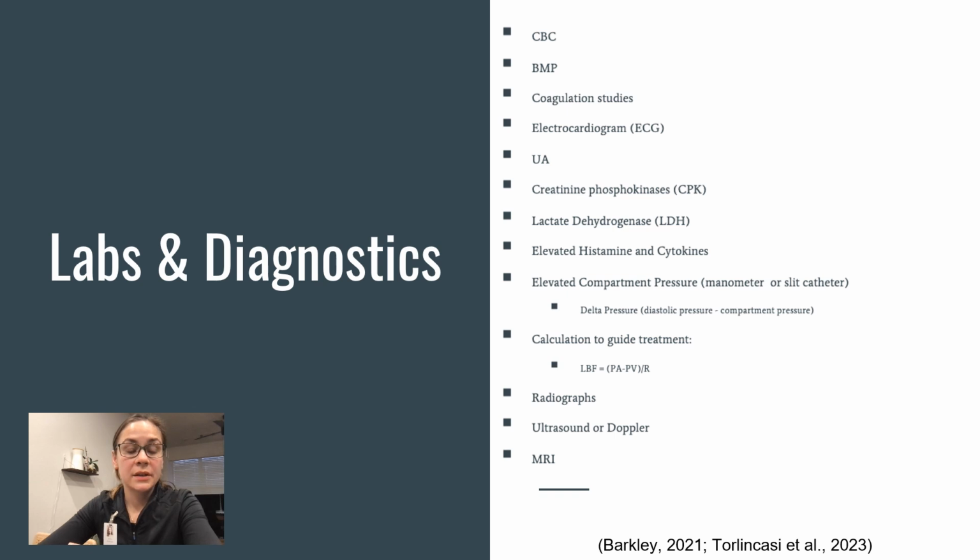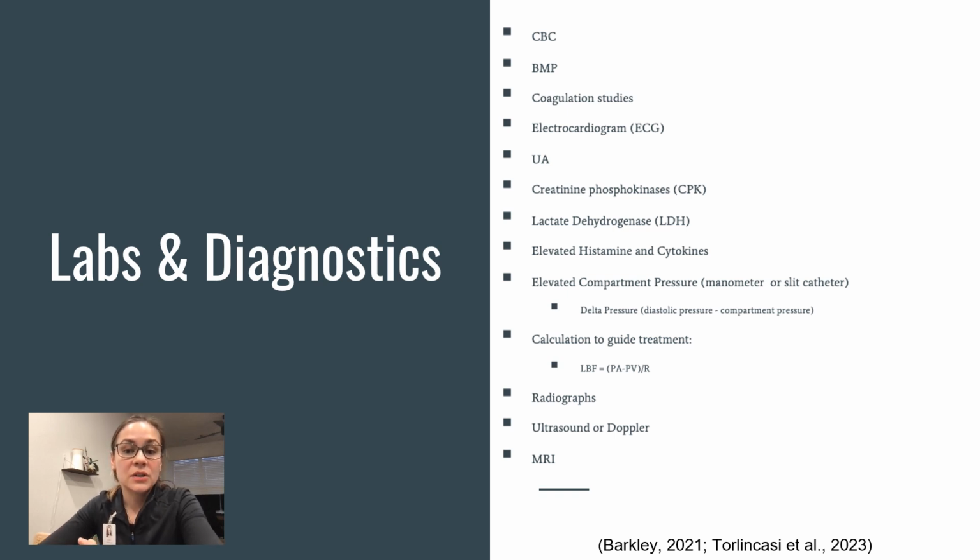For labs and diagnostics, you will want to collect a CBC, which may show that the white blood cell count is elevated, a BMP, which may reveal elevated potassium levels, coagulation studies, an electrocardiogram, which can show peaked T waves, a UA, which may show myoglobin, creatine phosphokinases, lactate dehydrogenases. You may see elevated histamine and cytokines.